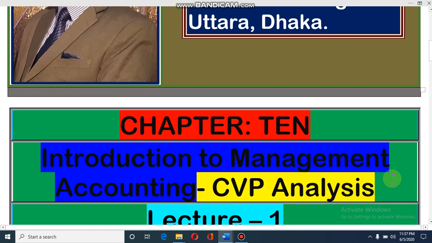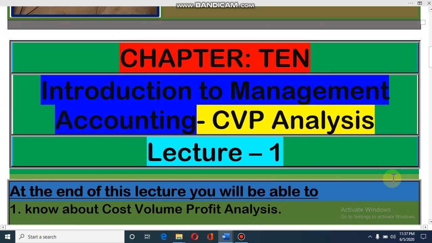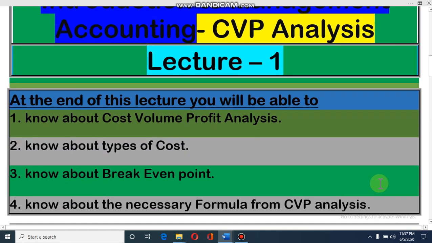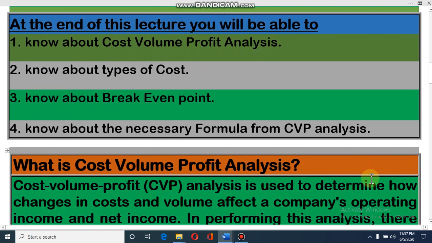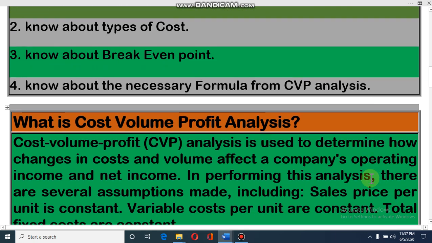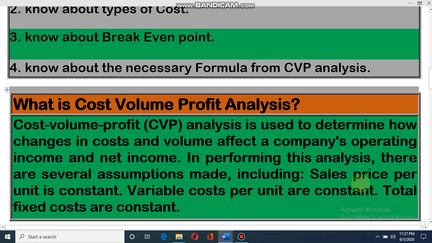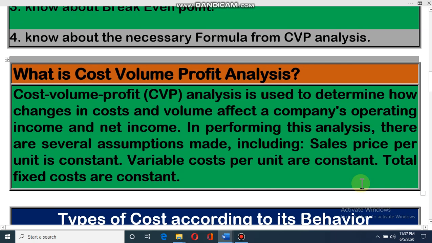Dear student, today we will discuss chapter 10, which is Introduction to Management Accounting. The topic will be CVP analysis. CVP means cost volume profit analysis. This is our first lecture on this chapter. After this lecture, you will be able to know about cost volume profit analysis, about types of cost, about the break-even point, and about the necessary formulas from CVP analysis.